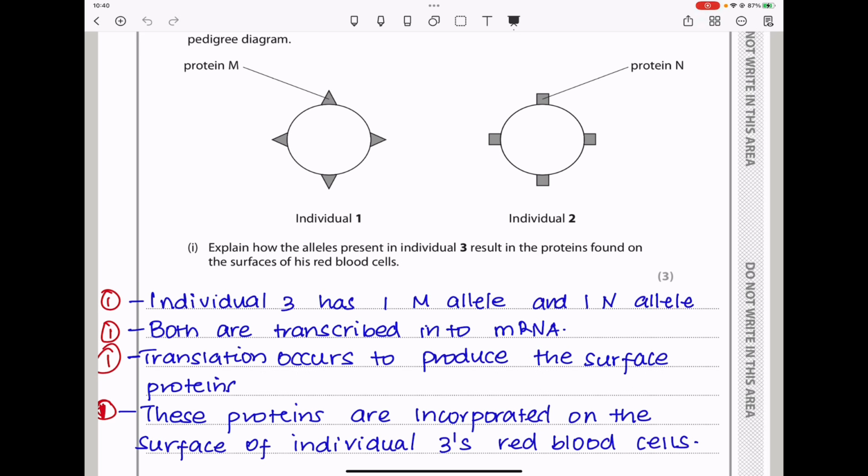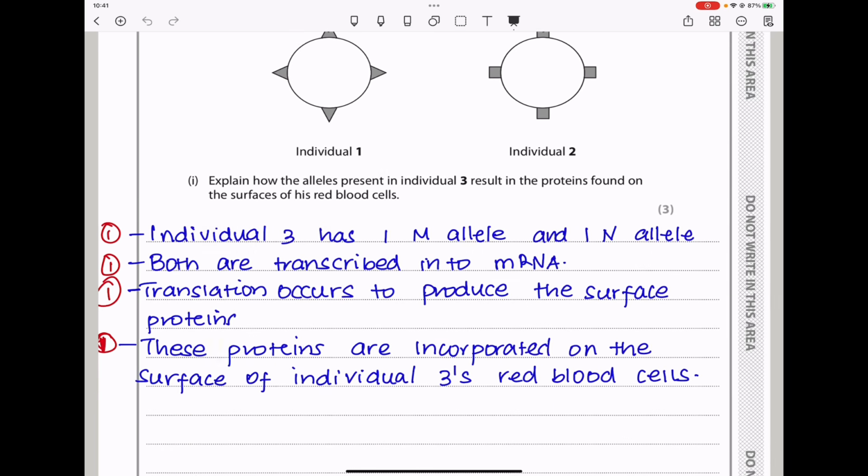So the alleles are going to be transcribed into messenger RNA. This messenger RNA is going to be translated into a protein, and then the protein is going to be incorporated onto the surface of the cell. So I said individual 3 has 1 capital M allele and 1 capital N allele. Both are going to be transcribed to messenger RNA. Then translation occurs to produce the surface protein. Then these surface proteins are incorporated onto the surface of individual 3's red blood cells.